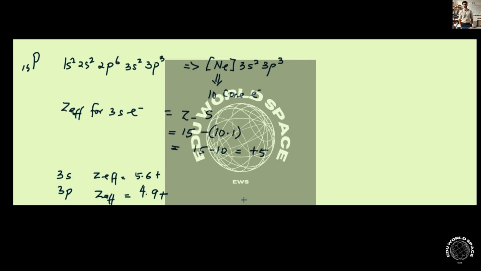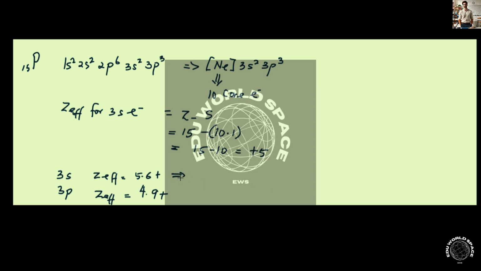So we have to answer why are the values for the 3s and the 3p electrons different. The values are different because the penetration of the 3s orbital is more than the penetration of the 3p orbital. And that is why the effective nuclear charge for the 3s electron is more than that for the 3p.